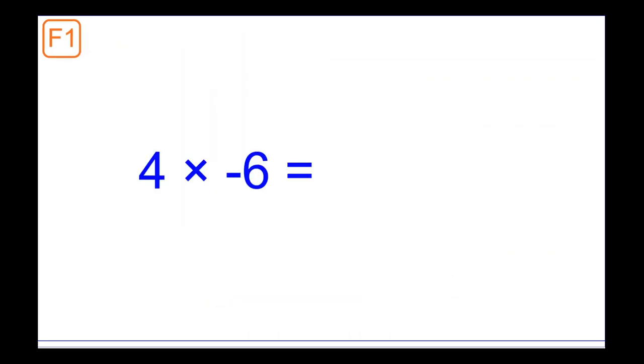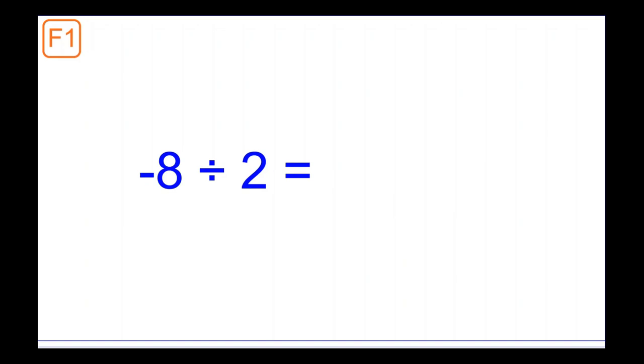Now, without the counters, what are 4 lots of negative 6? Just like in the last example, we've got a positive times a negative. So we expect the answer to be negative. So it must be negative 24.